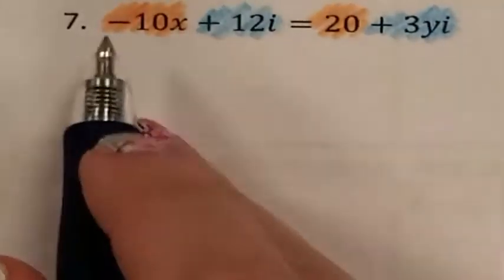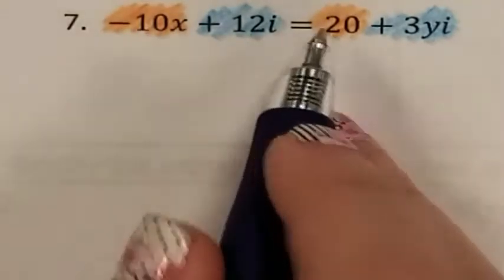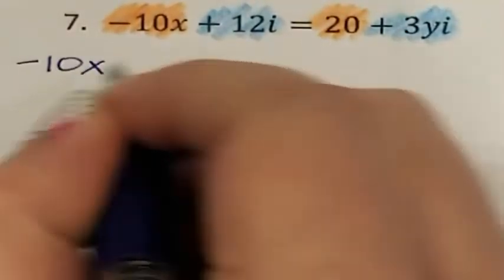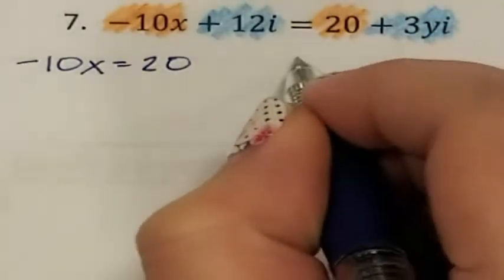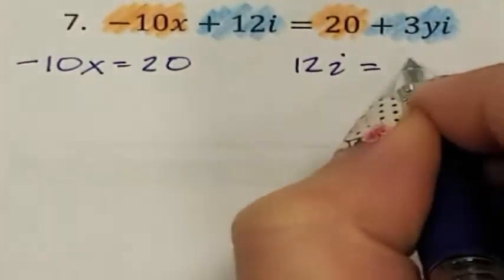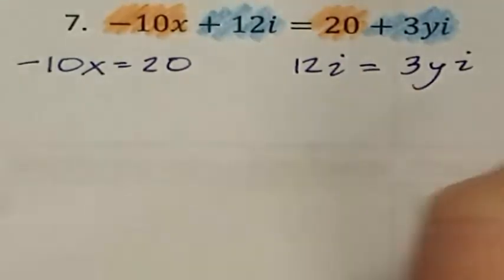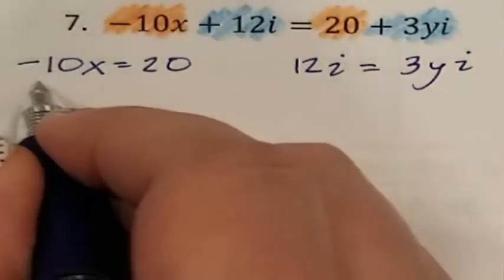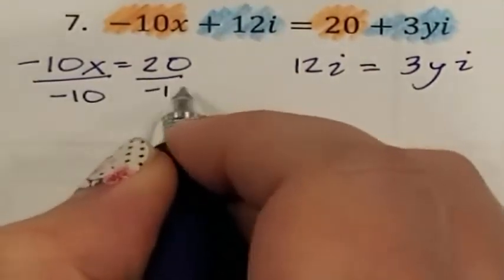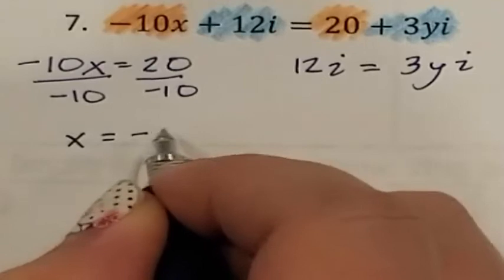Let's go ahead and take a look at problem number 7. Real is supposed to be equal to real, so negative 10x is supposed to be the same as 20. Imaginary is supposed to equal imaginary. So I have 12i equaling 3yi. I'm supposed to be solving for x. x is connected to the negative 10 by multiplication, so we undo multiplying by dividing. So x equals negative 2.